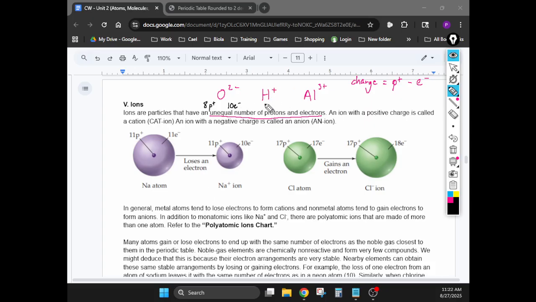Okay, hydrogen has 1 proton. So if it's H plus, how many electrons does it have? 0, correct. You can have 0 electrons. And then last one, Al, has 13 protons. If it is +3, how many electrons? 10, great. Everybody good with finding electrons with protons? Great.